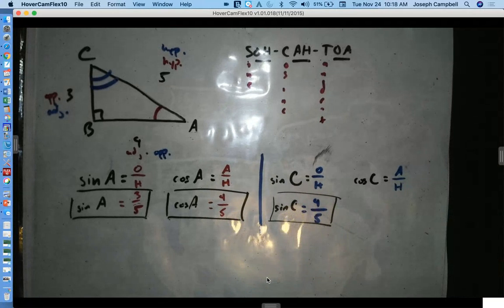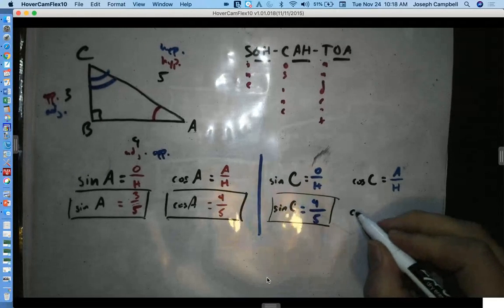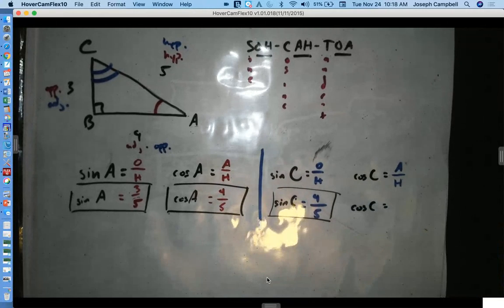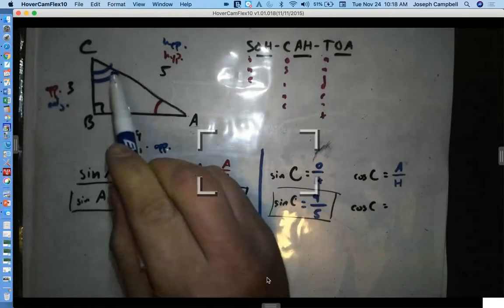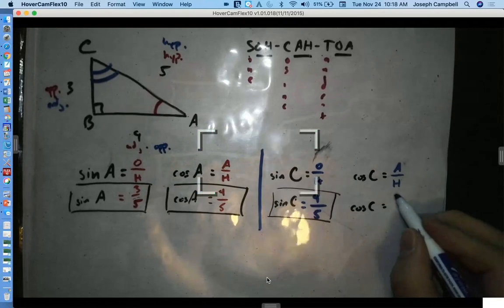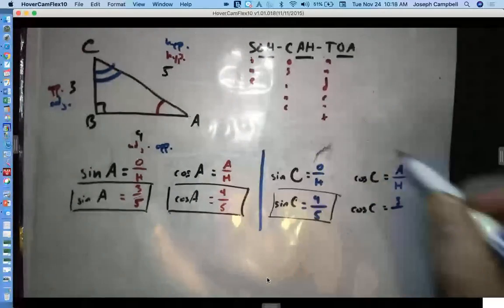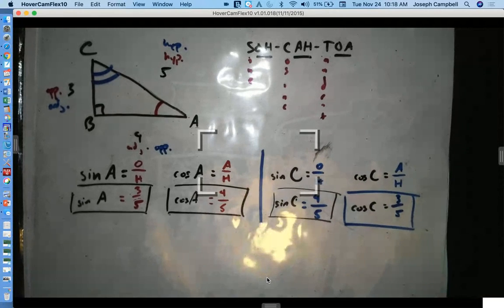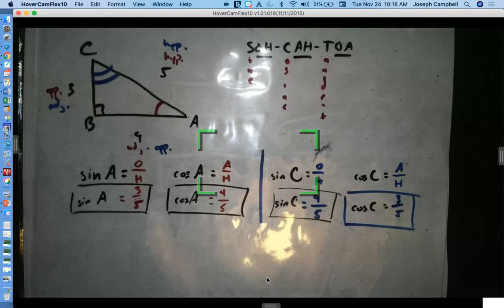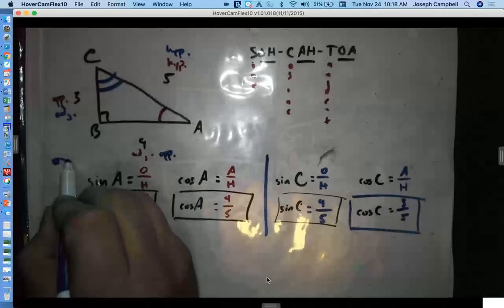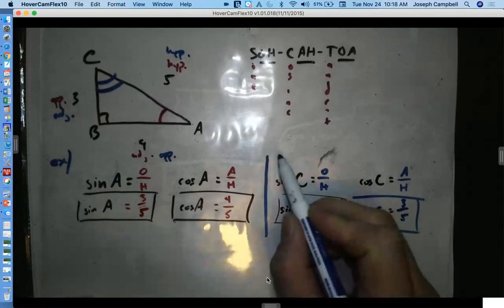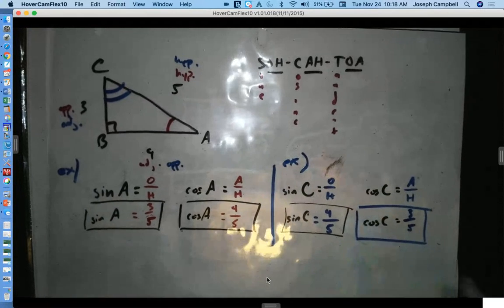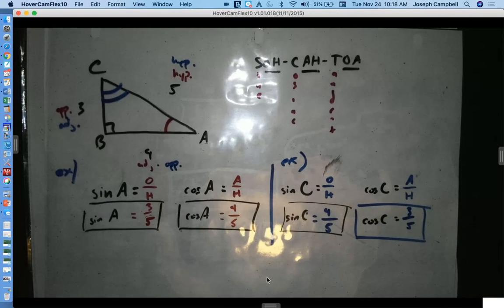All right, so cosine of C, what's the adjacent side of C? That's 3. And the hypotenuse is still 5. So cosine of C is 3/5. I find it easiest to just learn through examples, right? These are just examples. I find it easiest to learn through examples. Okay, all right. So that is essentially what sine and cosine are.